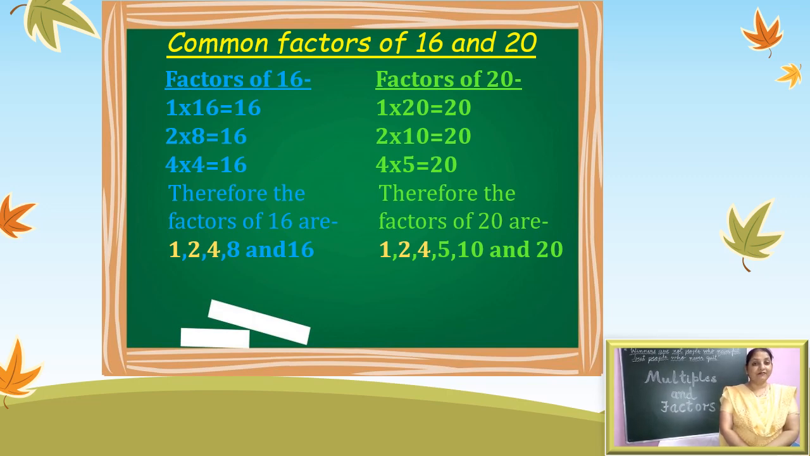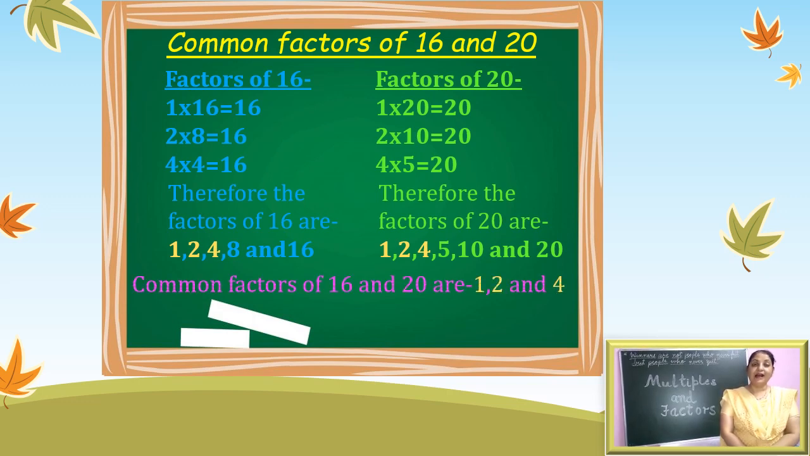So now when we compare the list of factors of 16 and 20, we will observe that number 1, 2 and 4 are present in both the lists. So we can say 1, 2 and 4 are the common factors of 16 and 20.